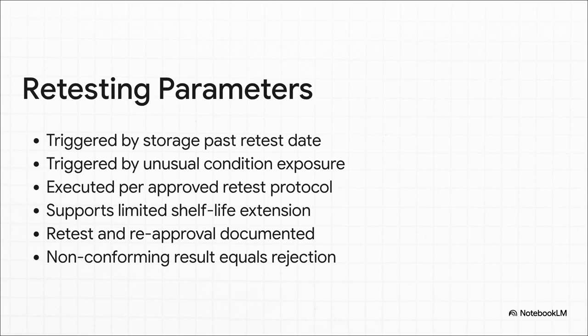Well, Section 211.87 provides a defined pathway. Retesting is triggered by extended storage beyond the initial retest date or exposure to unusual conditions. This retesting has to be executed per an approved formal protocol, which then supports a limited, scientifically justified shelf life extension. Obviously, the retest and reapproval must be formally documented. And it goes without saying, if the retest results are non-conforming, that mandates immediate rejection. There is no gray area here at all.